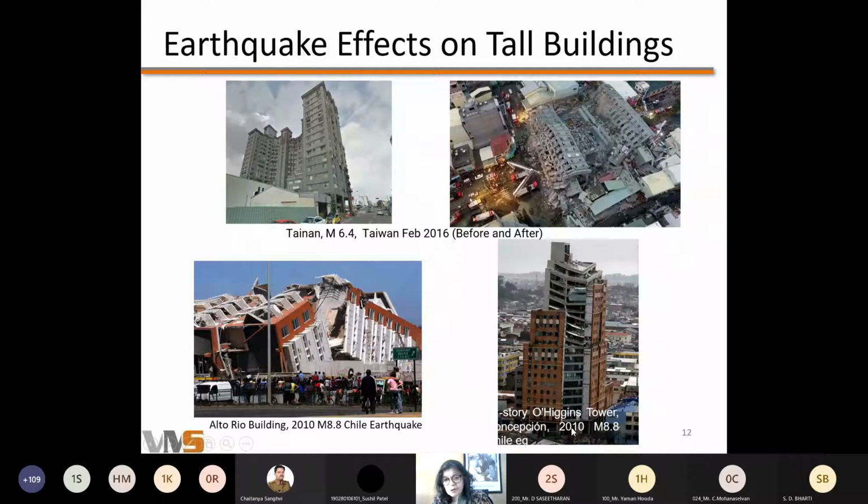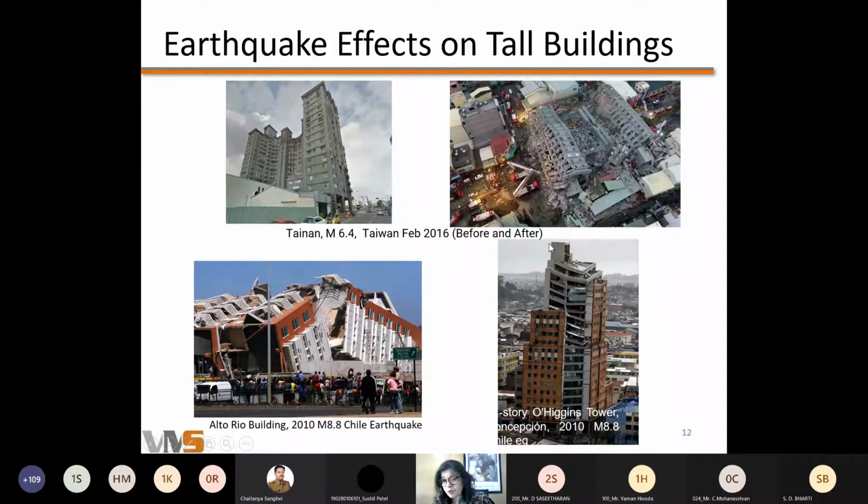I think there are lots of other people who are going to be talking, so I'm not going to get into the failure of structures, but I just wanted to flag to you that it is not as if tall buildings have not given way. I do agree they're few and far between. This is both in the 8.8 Chile earthquake, and this is the O'Higgins Tower. But interestingly, this O'Higgins Tower was not demolished.